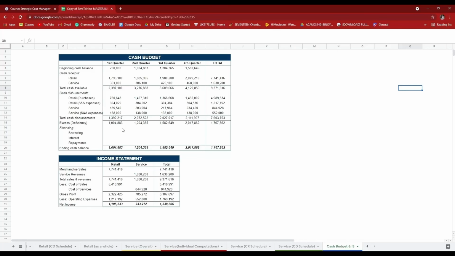Excess of the minimum cash balance required shall be deemed included in the next quarter's beginning balance. Therefore, the 1,004,883 will be the ending cash balance for the first quarter and will be the beginning cash balance for the second quarter. The following computations for each quarter are computed the same.